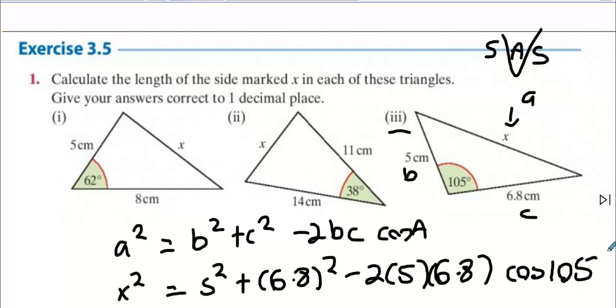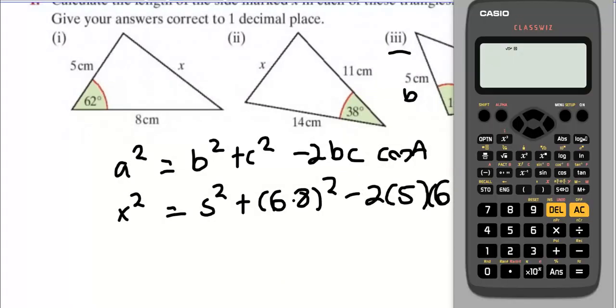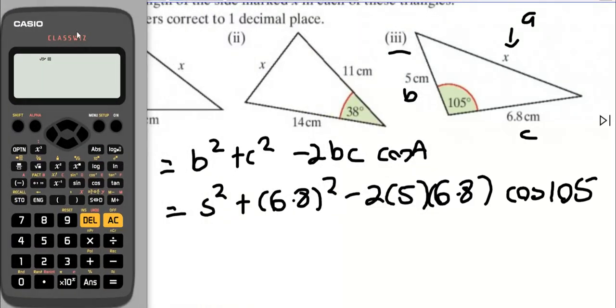Now, prediction time. In this question, what would be a reasonable answer? Anything has to be above 6.8. Why does it have to be above 6.8? It's looking at the largest angle, so therefore it must be the largest side. Okay. So if you don't get that, you're in trouble.